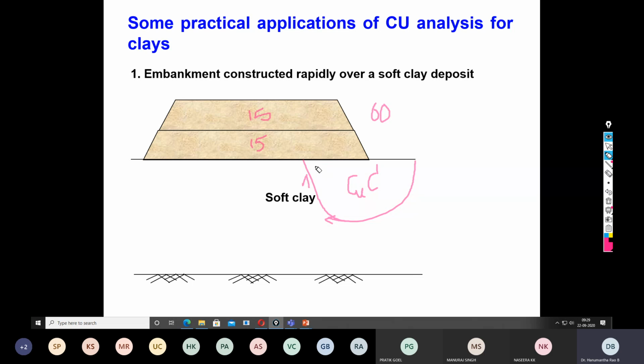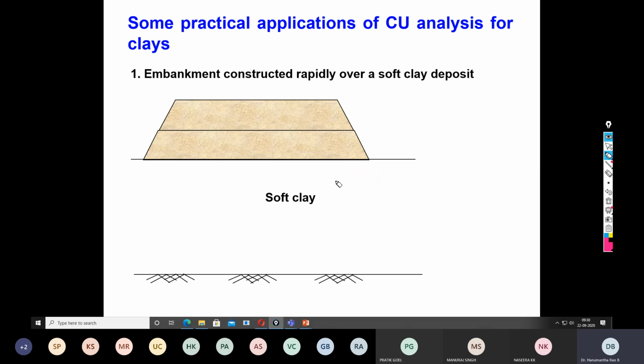So when there is a slow failure during the consolidation stage itself, then that is called CU, consolidated undrained, because it still failed because of the undrained cohesion. Now, with all the water drained out, the failure would be a consolidated drained slope failure. I hope it is clear to everyone.